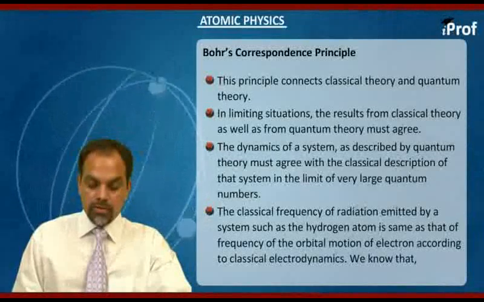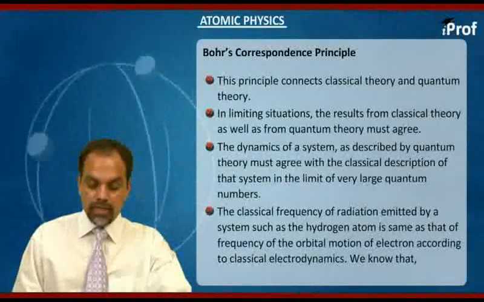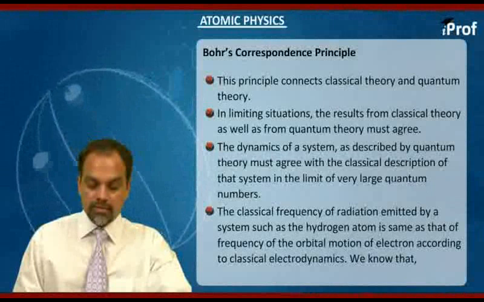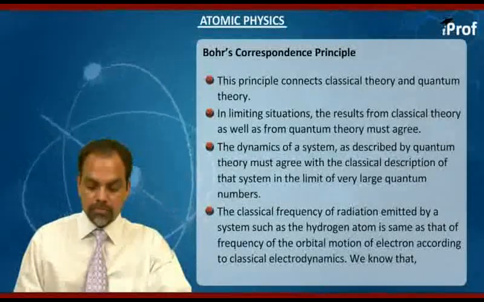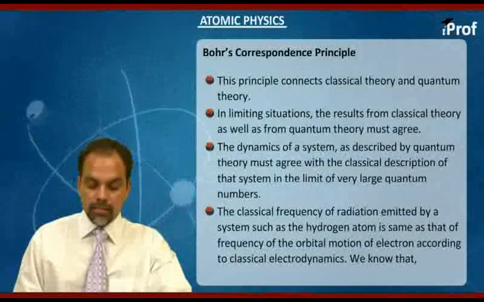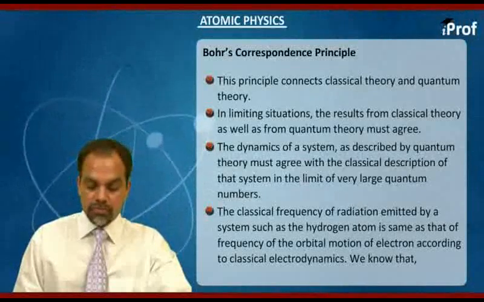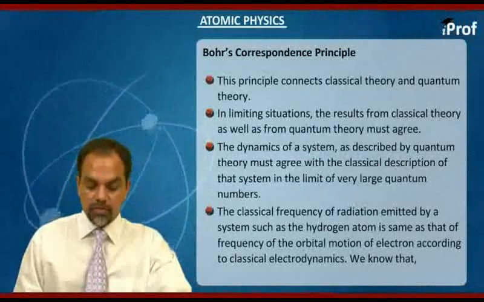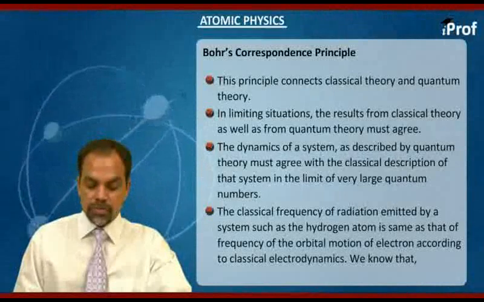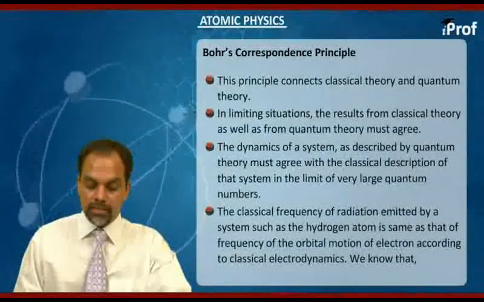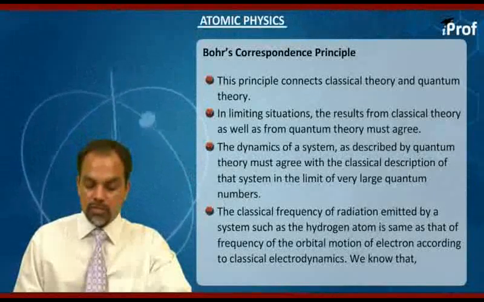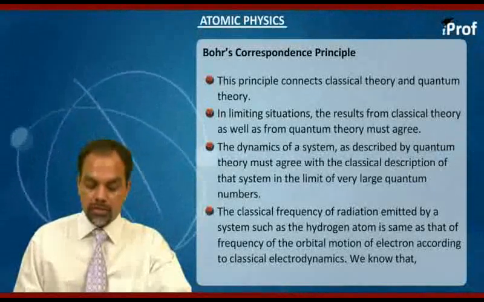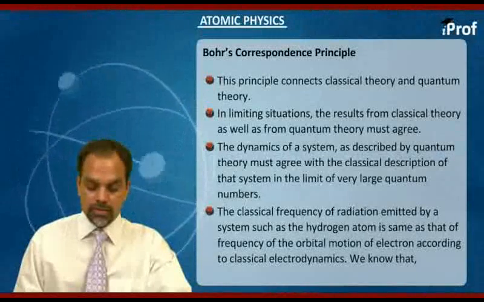Now, we are trying to calculate the frequency, one from the quantum approach and the other from the classical approach. The classical approach says, which we are referring to as the classical frequency, that the classical frequency of radiation emitted by a system such as the hydrogen atom is the same as the frequency of orbital motion of the electron according to classical electrodynamics.